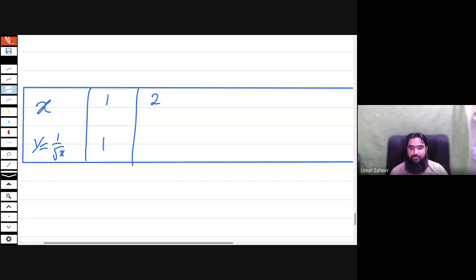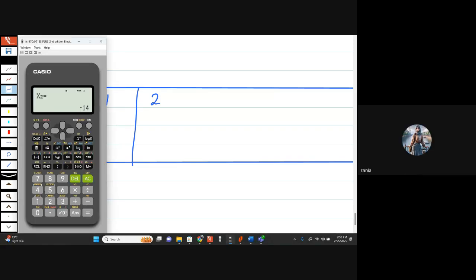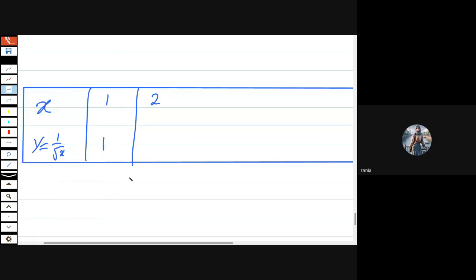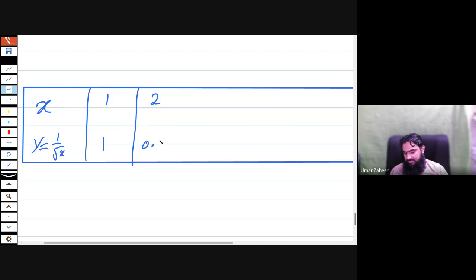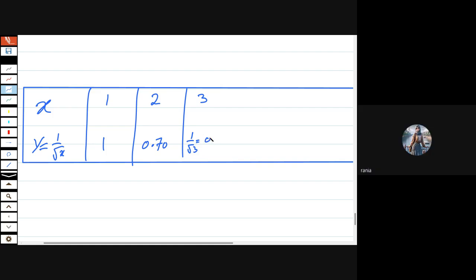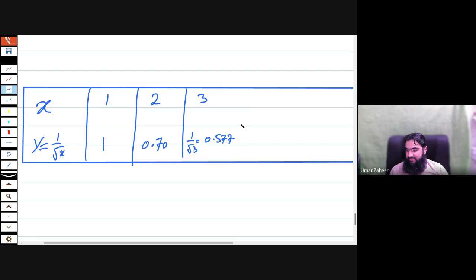Yes, take 1 over square root of 2, 0.70. Let's say x is 3. 1 divided by square root of 3 will be 0.577. In the same way, I cannot substitute 0, because if I substitute 0, that thing is going to be undefined.